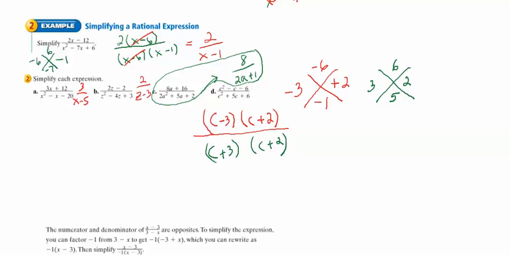And we can cancel these two quantities, and my answer, and we'll use the arrow here, it's going to be C minus 3 over C plus 3. And that's the answer for that one. Okay.